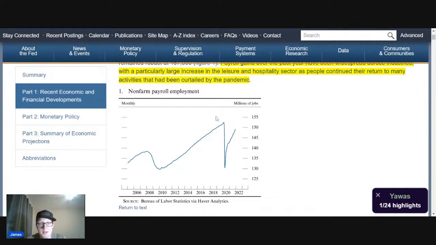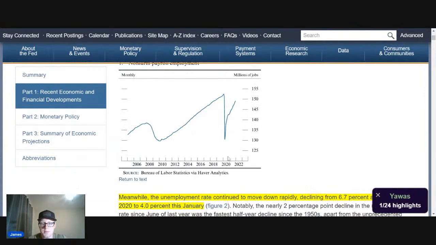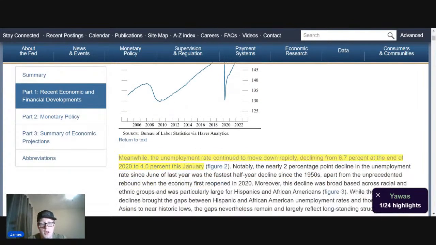But anyways, we can see basically employment hit right there in 2020 or thereabouts and literally plummet, right? And then it comes back. I mean, the whole recovery is what should be expected. Nothing really surprising in this graph, at least that pops out to me immediately.